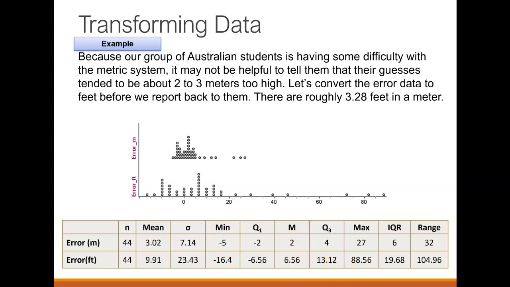So on multiplication or division, depending on whether you're thinking about multiplying by 3.28 going from meters to feet, or dividing by 3.28 to go back from feet to meters, all of your statistics change by that same factor, but the shape of our distribution remained constant there.